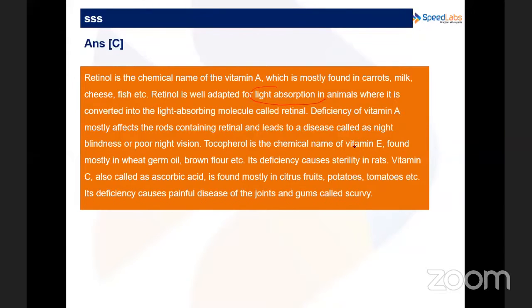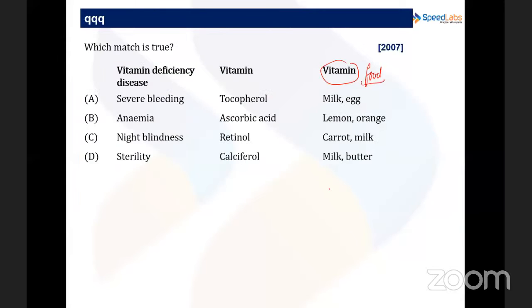Tocopherol is the chemical name of vitamin E, found mostly in wheat germ oil, brown flour, etc. Its deficiency causes sterility, as vitamin E is the anti-sterility factor. Vitamin C, also called ascorbic acid, is found in citrus fruits, potatoes, tomatoes, and its deficiency causes a painful disease of joints and gums called scurvy. I told you earlier also. Hence, the answer to this question is option C, night blindness, vitamin retinol, intake is carrot and milk.